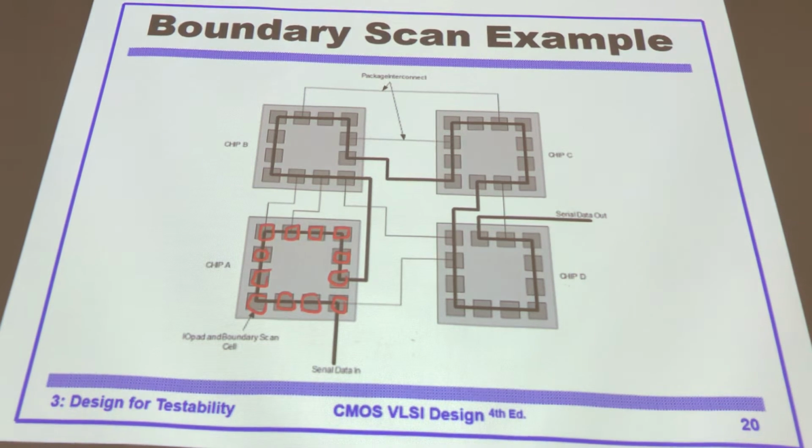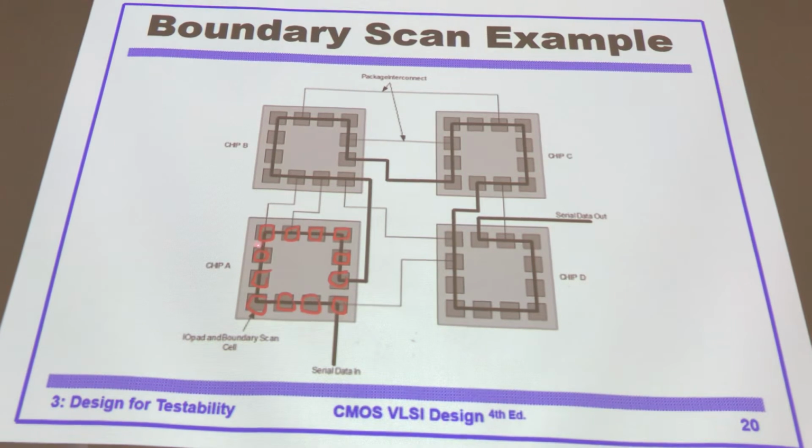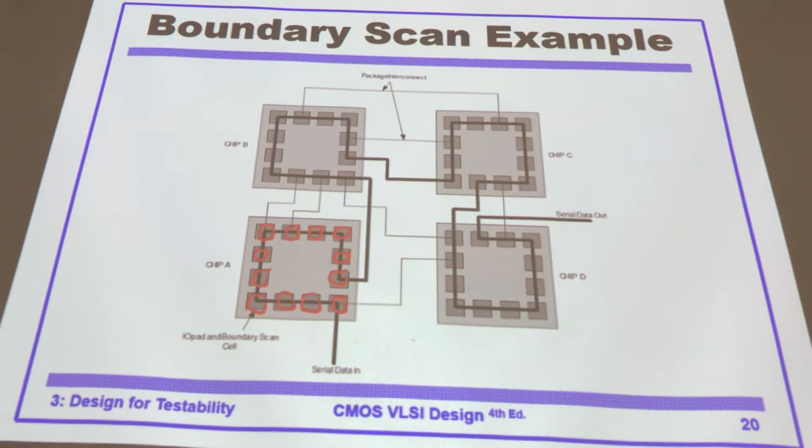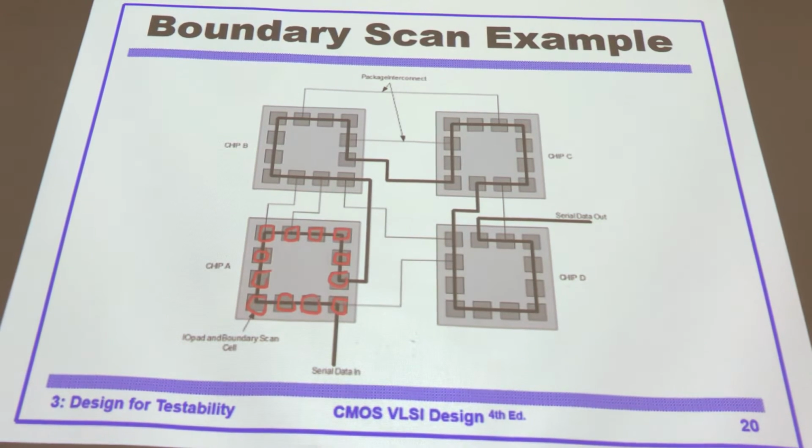Okay? And then we do the same. You can shift into all the flip-flops of the boundary cells a certain value. With one clock, shift in. Right? This is serial data in. This is serial data out. This way we can set each cell to a certain value.